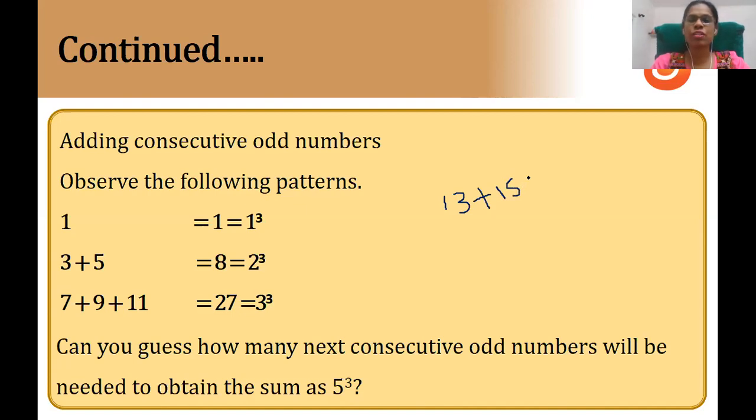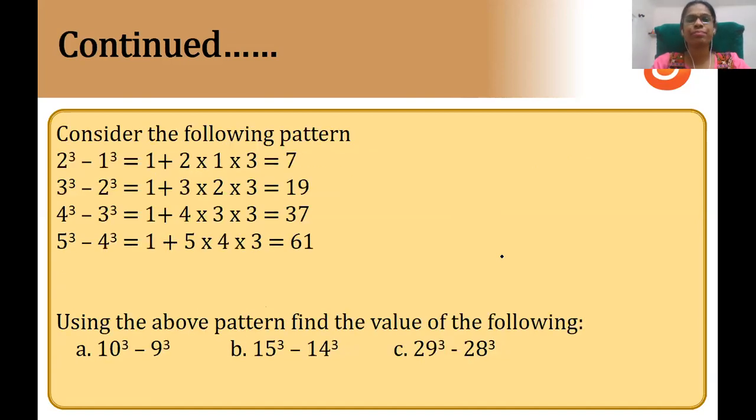You can just cross check with whatever you have with you. Plus 17, which is the cube of 4. Then the next set is the cube of 5. Got it? Consider the following. Again, one more interesting pattern is here.